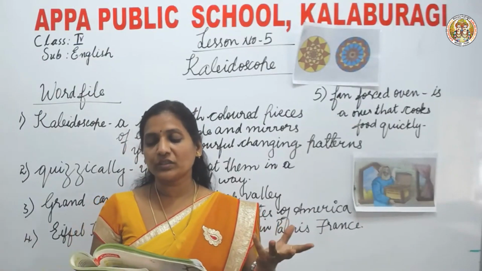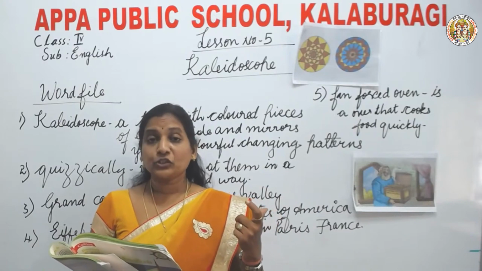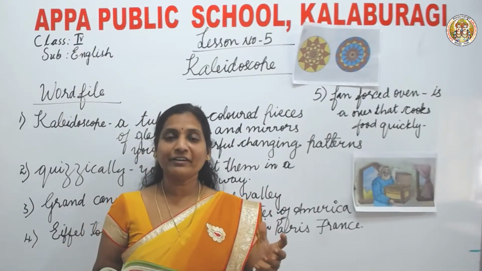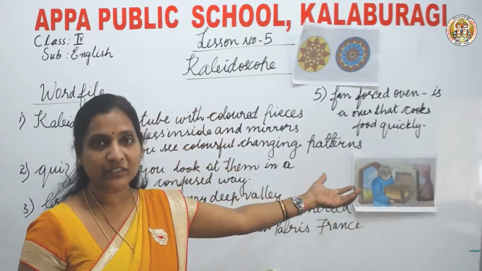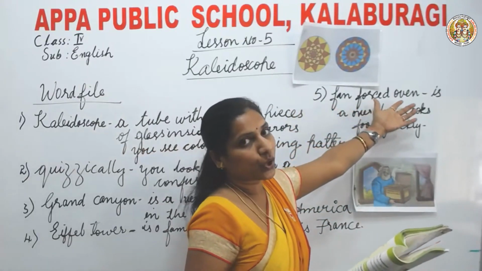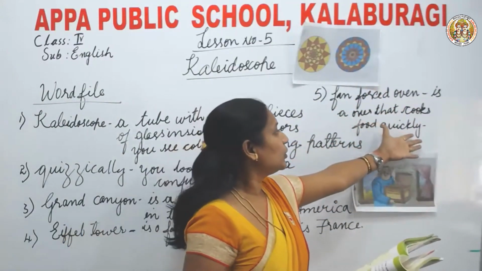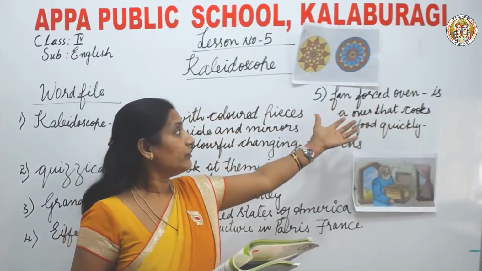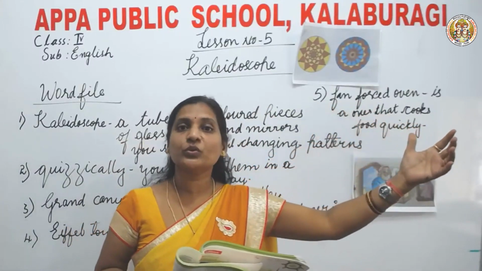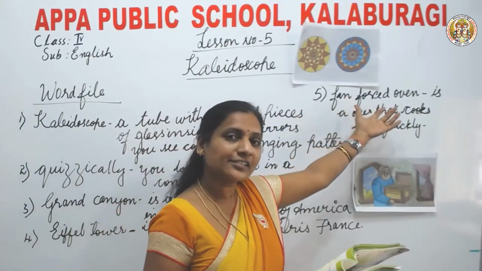He exits and returns with a huge box labeled 3,500 chocolate biscuits, freshly baked in a fan forced oven. What is a fan forced oven? It's an oven that cooks food quickly. For example, "I cooked the cookies in a fan forced oven this morning." This way you can use this word in a sentence.